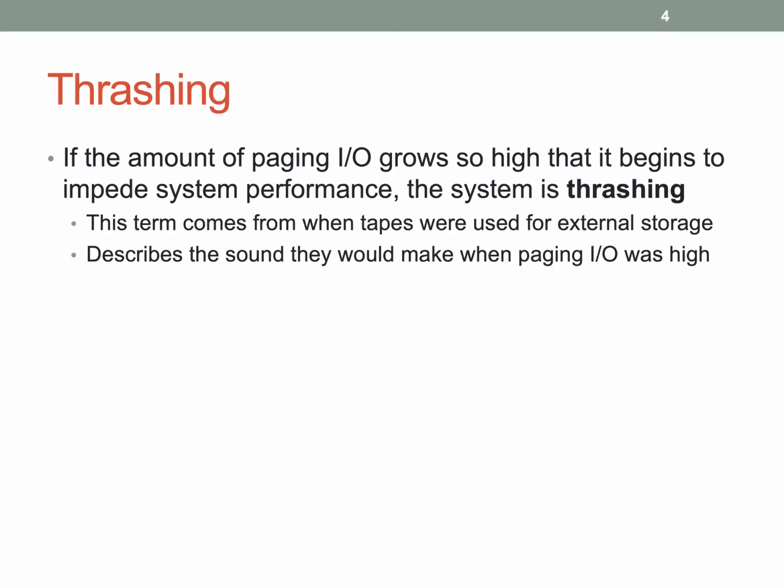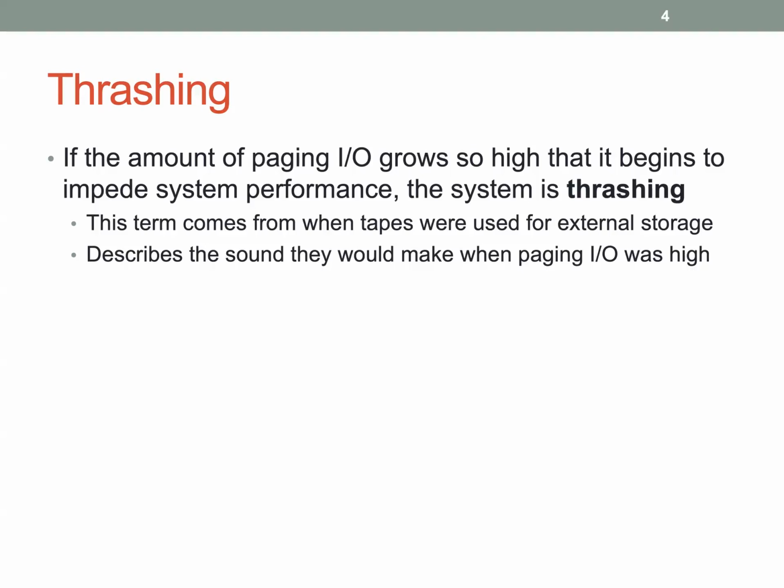Now, it is possible for the paging I/O to grow to the point where it starts to impede system performance. The way to think about this is you have some number of processes running on the system, and each process has a working set. Remember, the working set is the set of pages that the process currently needs to be in frames so it can do what it's doing. And so you have a set of processes, they each have a working set, and the working sets of all the processes don't fit into physical memory.